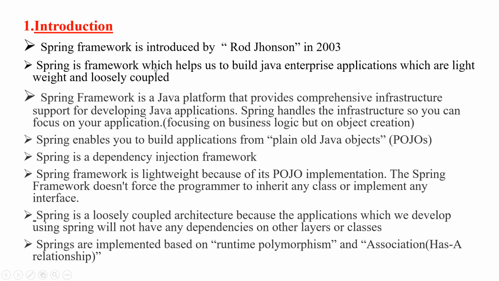For example, there is a class A and a class B. If I create an object of B in class A, or if I create an object of A in class B, then without class A I cannot work with class B, and without class B I cannot work with class A. Then A and B are tightly coupled. To overcome this disadvantage and bring out a loosely coupled architecture, we came up with the Spring framework.